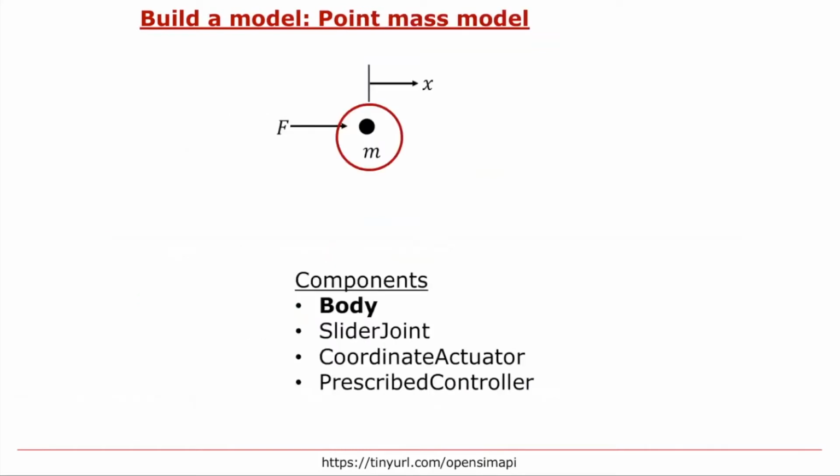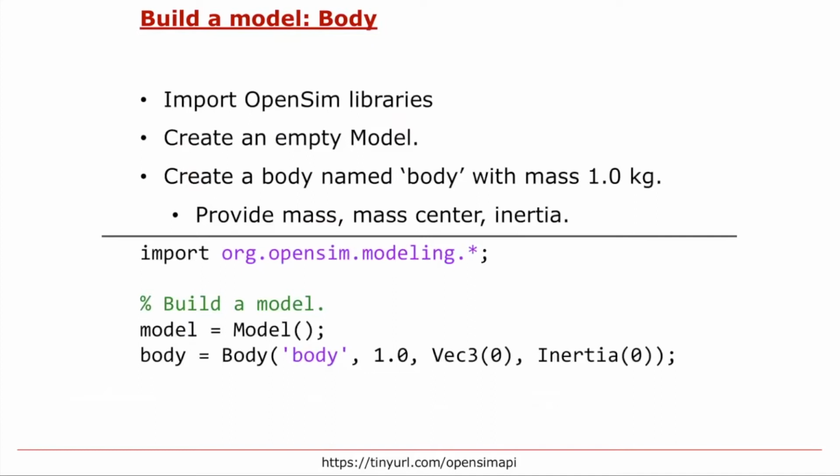Now that we've created an empty model, we're ready to add a body to the model to represent the point mass. Here, I've used the constructor for the body class to create a new body. This constructor takes 4 arguments: the name of the body, the mass of the body, its mass center location, which we're specifying to be the origin of the body, and its inertia matrix. We've stored the body in a variable named body with a lowercase b.